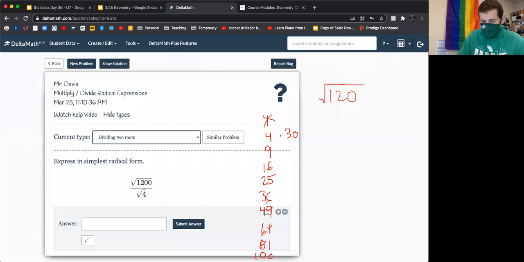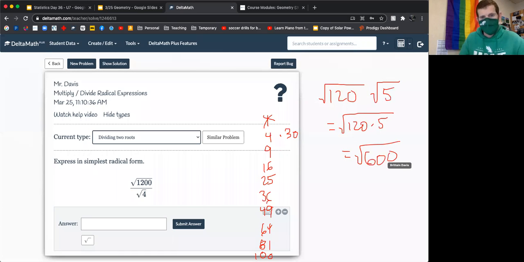Now, if I had this problem set up where it was the square root of 120 times the square root of 5, I can just multiply those together. That's the same as 120 times 5 under the same radical, which becomes the square root of 600. From there, we can figure out the biggest perfect square factor to go into that, and then simplify. This one we could divide into 100 times 6, and then it's pretty straightforward.